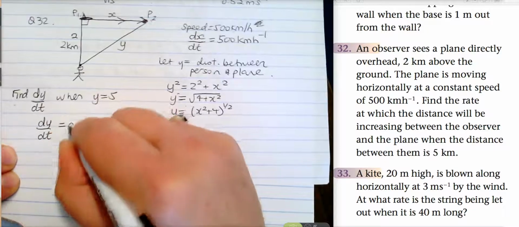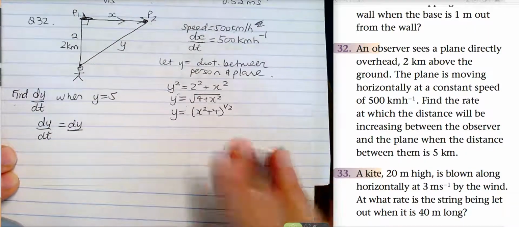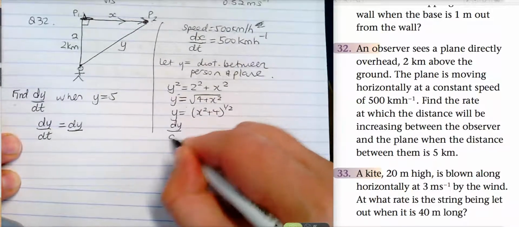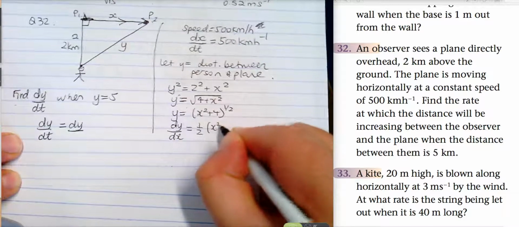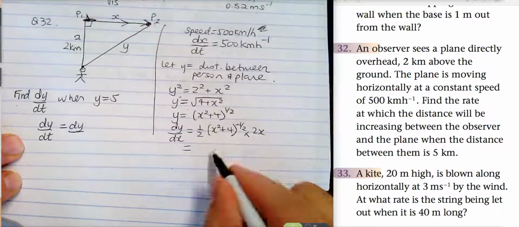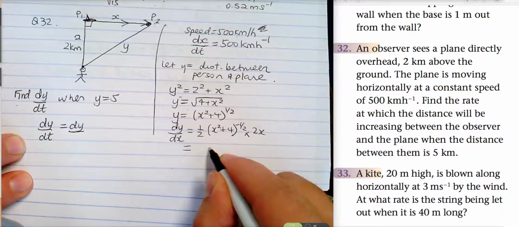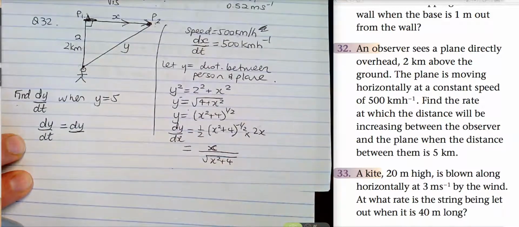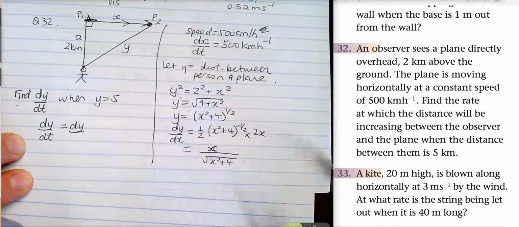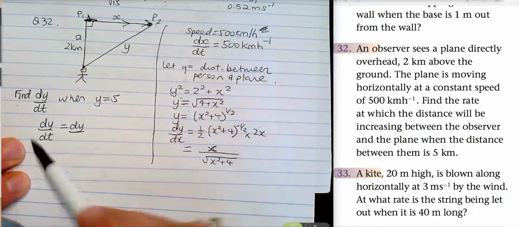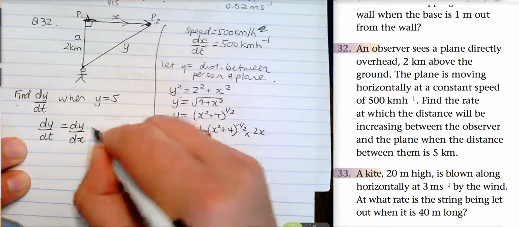So dy/dt is dy d what? Well, you've only got a few quantities. What do you think you can do here? dy/dx is a half (x squared plus 4) to the negative half times 2x, which is, the 2's cancel, and you get x over the square root of x squared plus 4. That's what dy/dx is. Do we know what to do now? dy/dx is x over the square root of x squared plus 4. So dy/dt is dy/dx times dx/dt.